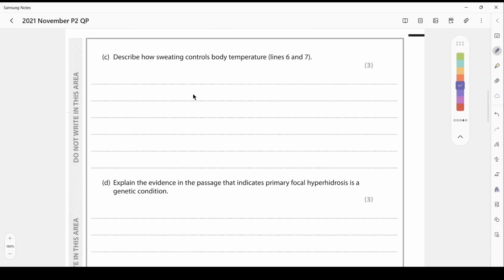What happens is that sweat gets released to the surface of our skin, and our body heat is used to cause the water to turn into water vapor. Essentially it'll evaporate. And when it evaporates, that basically takes the heat away from our body and that cools down our body temperature. So let's write that down.